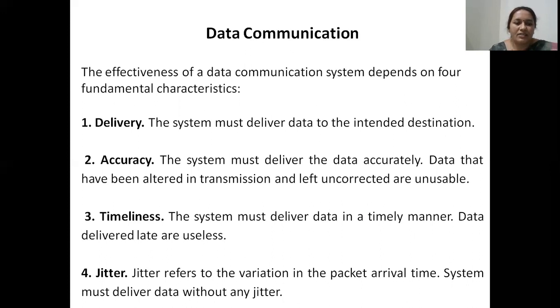The next characteristic of data communication system is jitter. Jitter is nothing but the variation in the packet arrival time. So the best example for jitter is, say, your cable television.